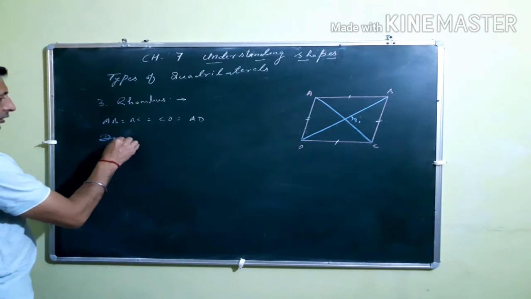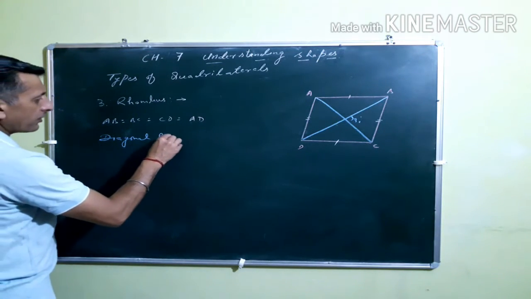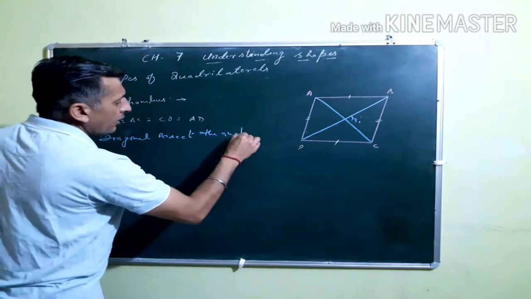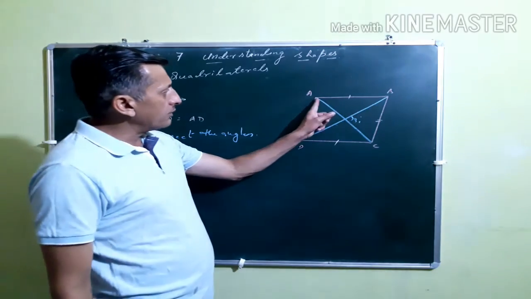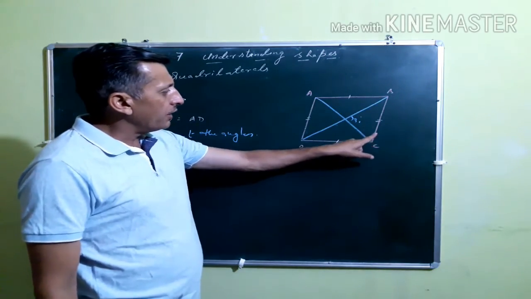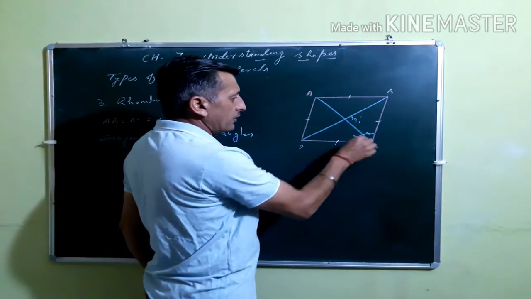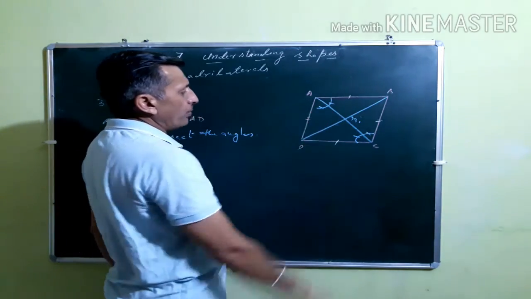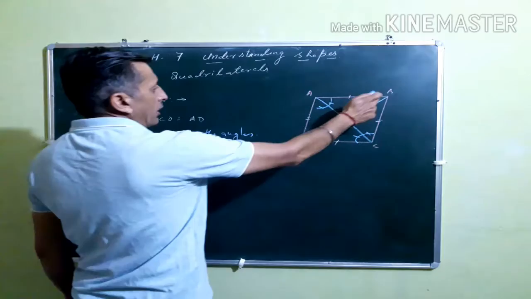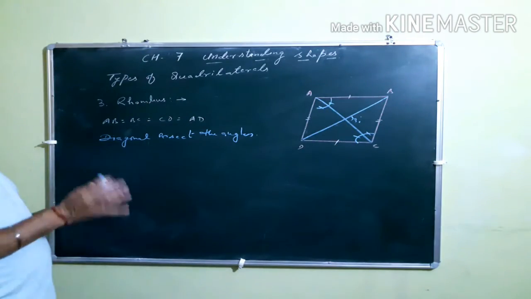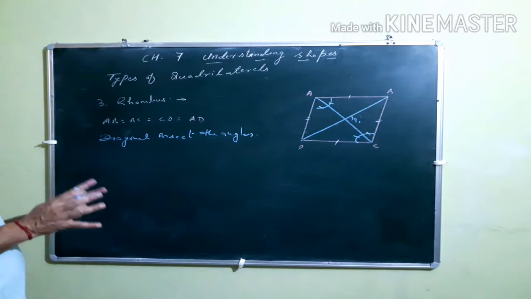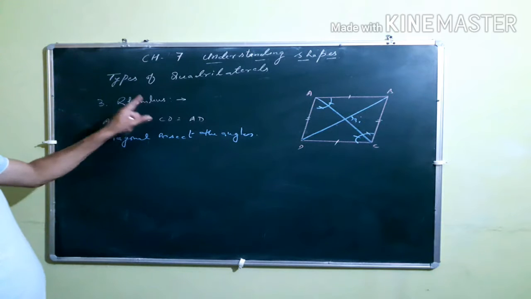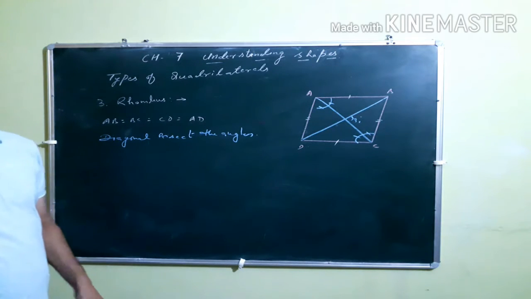Okay. So diagonals bisect the angles. Suppose the diagonal is AC. So AC bisects this angle, this and this. It divides this angle into two equal parts. Similarly, it divides the other into two equal parts. That's what I'm saying. And opposite angles are also equal. So this type of quadrilateral has these features. That's why this type of quadrilateral becomes a special type of quadrilateral, and its name is a rhombus. Otherwise, it is again a quadrilateral.